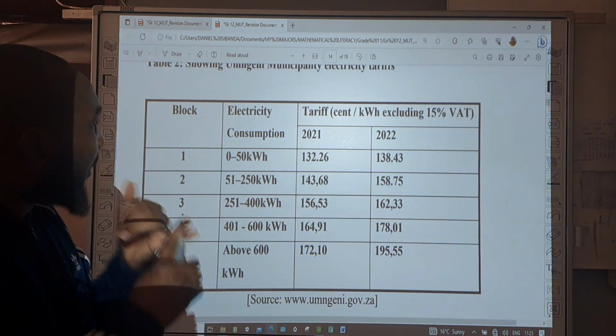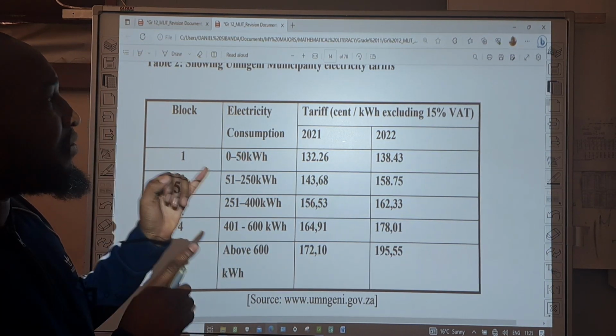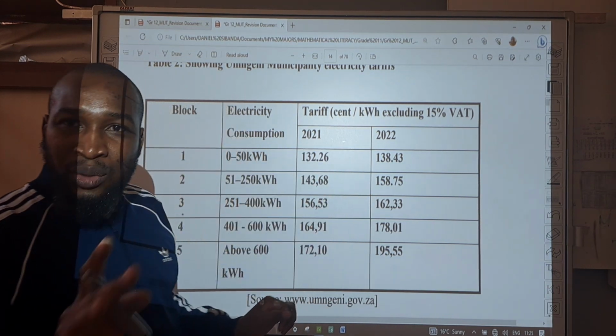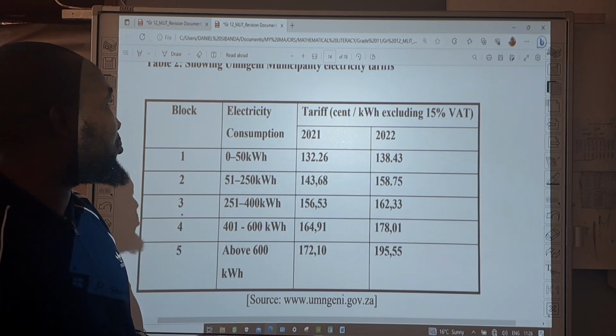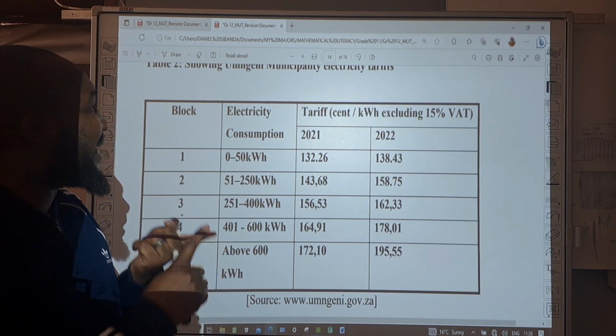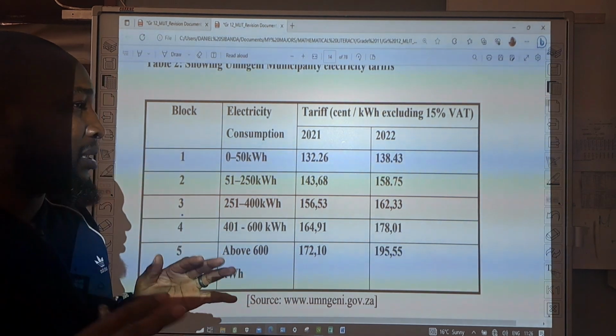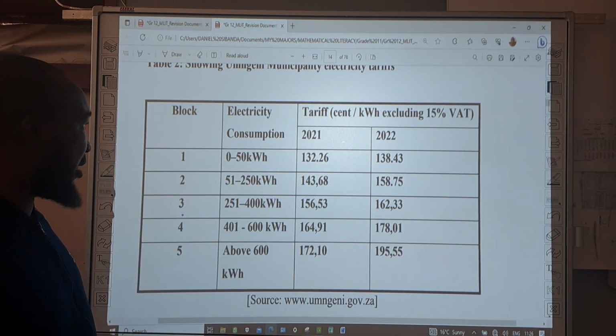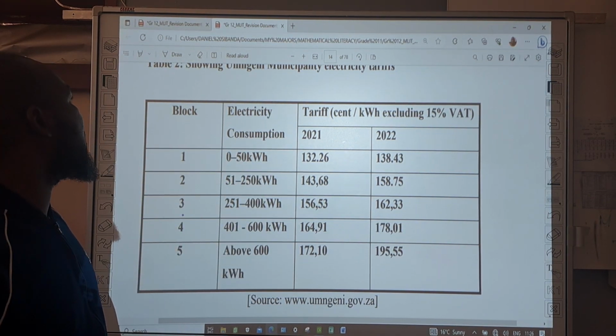Number one, does it have the costs? Are they including VAT or not? That is very, very important. And then also, are they in rands or are they in cents? It's very important to note, because you need to be careful when you do your calculations.